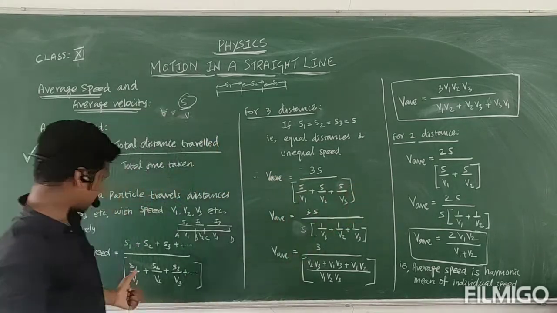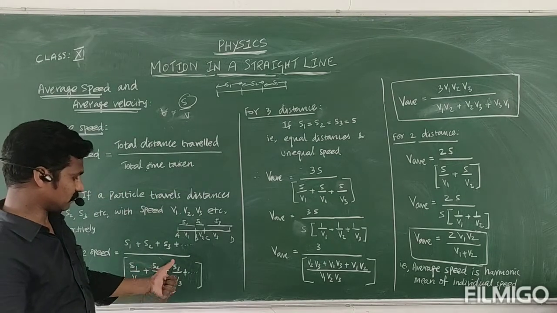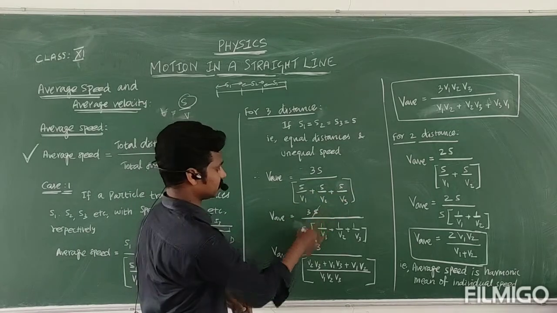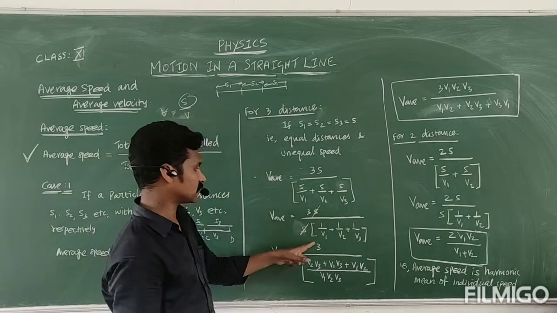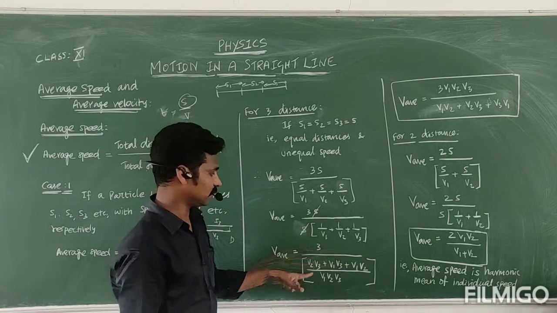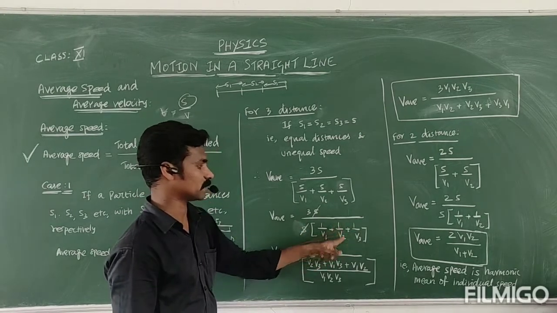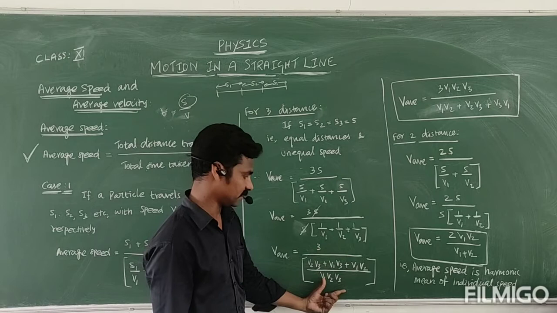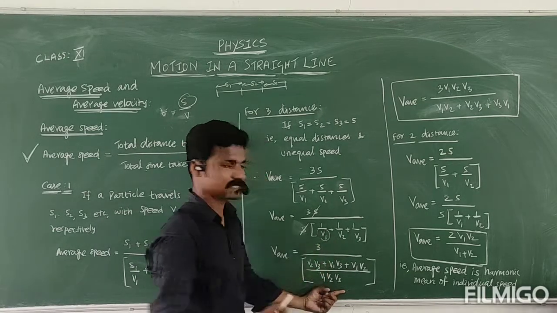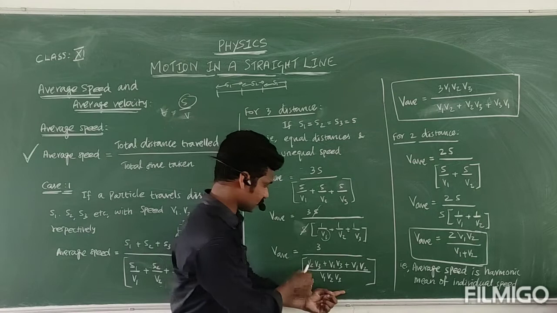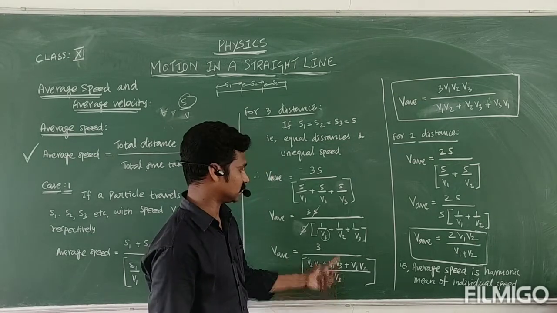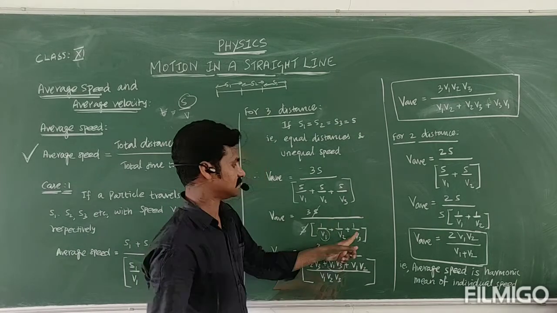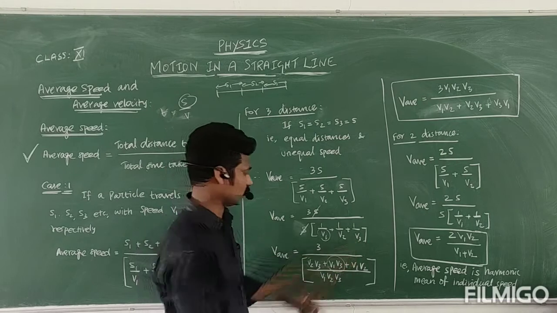S divided by v1 plus S divided by v2 plus S divided by v3. Here the S value is common, let's take it outside. Here the S value cancels. So the remaining is 3 in the numerator, and in the denominator 1 by v1 plus 1 by v2 plus 1 by v3. Then how do we write the LCM? v1, v2, v3. Here v1 is there, so which is not there? v2 and v3. Next v2 is there, which is not there? v1, v3. Next v3, which is not there? v1 and v2.